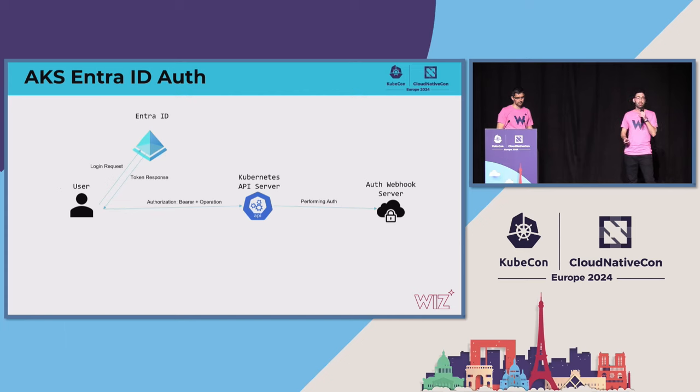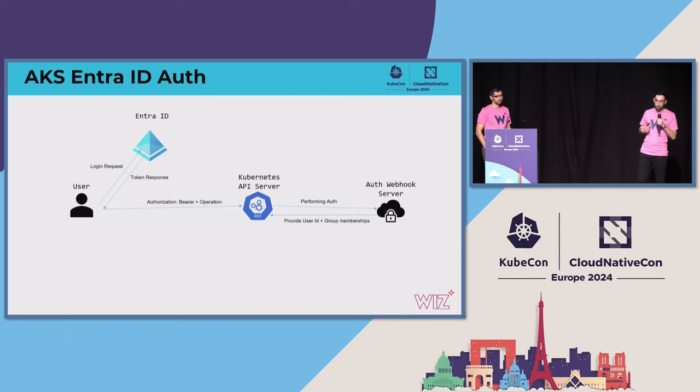And actually, behind the scenes, it will perform the authentication against an external webhook server, which will validate the JWT token, query the Microsoft Graph API for various user details, and return it back to the Kubernetes API server, which will now have to authorize the request. In some cases, there is also another external webhook server responsible for the authorization. But if the Kubernetes API server authorizes the request, then it will perform the request and return the data back to the user.